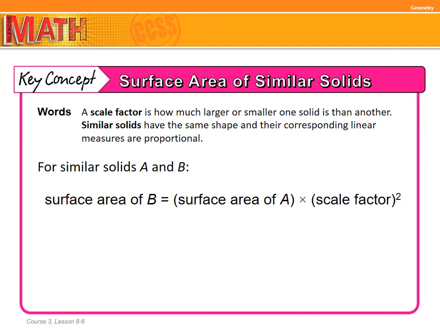We have two key concepts today. The first one is surface area of similar solids. So in words, a scale factor is how much larger or smaller one solid is than another. Similar solids have the same shape and their corresponding linear measures are proportional. So if we have two similar solids A and B, the surface area of B is going to be the surface area of A times whatever the scale factor is squared. So let's say it's 2 times bigger than surface area A, then we would take surface area A times 2 squared. If it's 4 times bigger, then it would be 4 squared.